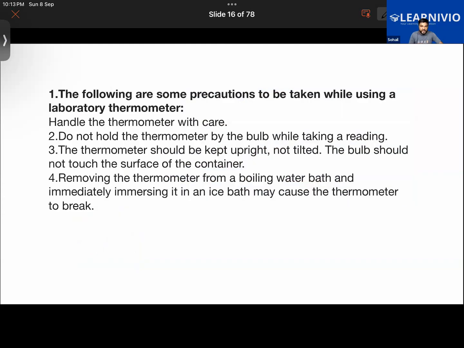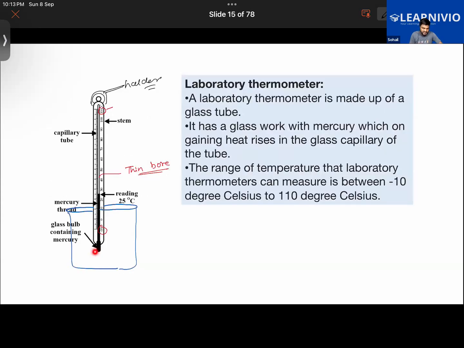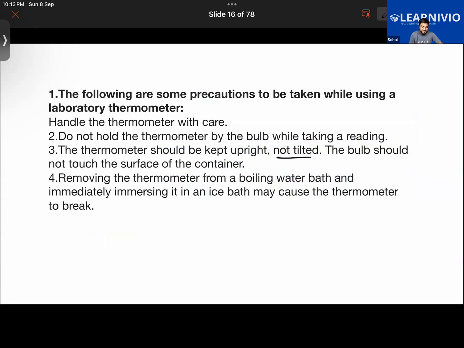You should hold it vertically. It should be kept upright and should not be tilted. And the bulb should not touch the surface of the container. Like this, it should not be touching the surface. Otherwise, the reading might be disrupted, or the laboratory thermometer might break since it's made out of glass.